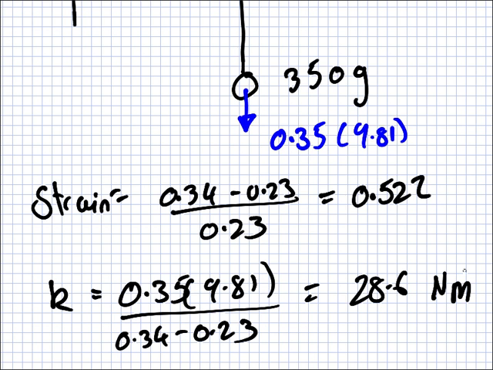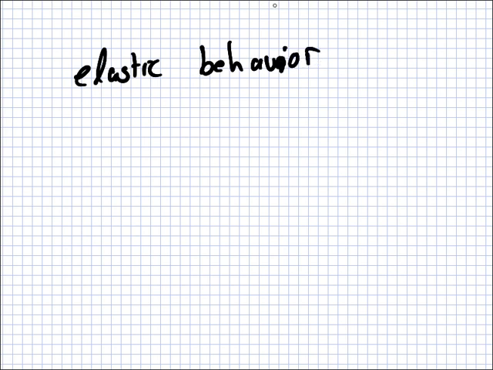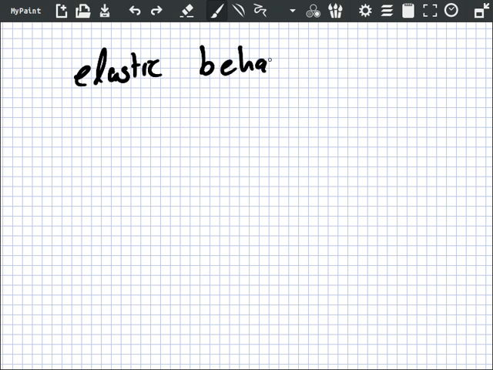And over. Yes. Okay, and then lastly, for this one, when the mass is removed, the spring goes back to its original length. What is this called? Well, yeah, you're right. There's so many words I can think of here. I'm not sure which one they mean. So you could say this is elastic behavior. How do you spell behavior? B-E-H-A-V-I-O-U-R. I'll just write elastic.